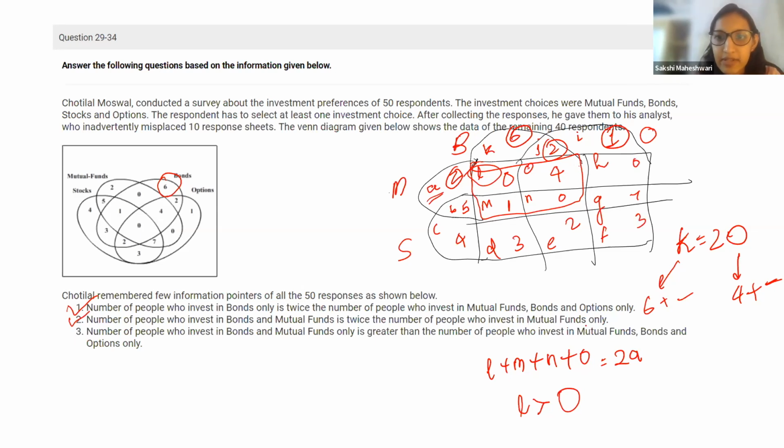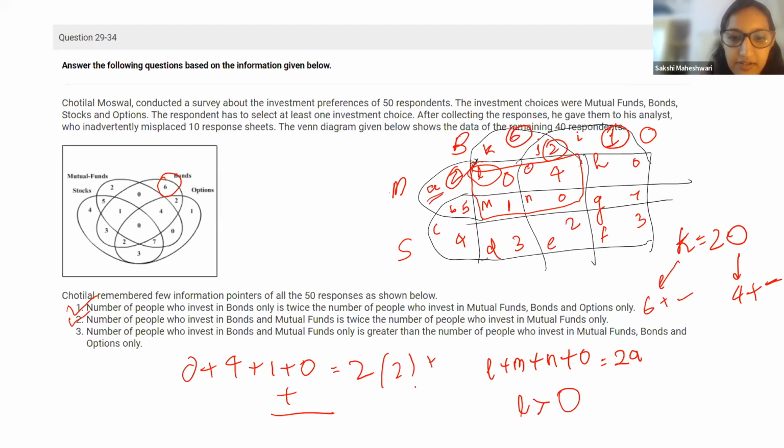So when I add LMNO, this will be 0 plus 4 plus 1 plus 0, which equals 2A, plus the data of the 10 respondents. I'm figuring out the conditions for 50. So this is 2 into 2, 4, plus the data of the 10 respondents. Now you see that this is already 5 and this is 4. So we need respondents from those 10 who invested in mutual funds only. Only then will this condition get fulfilled. You're getting my point.